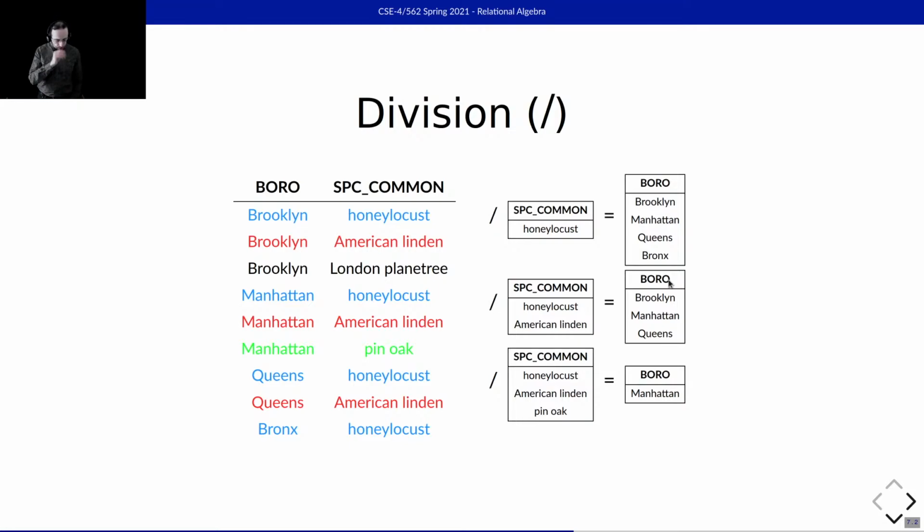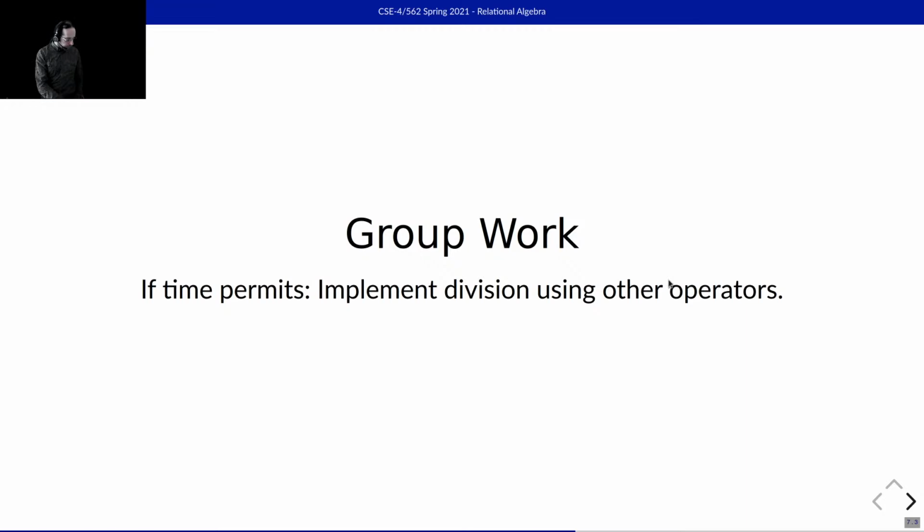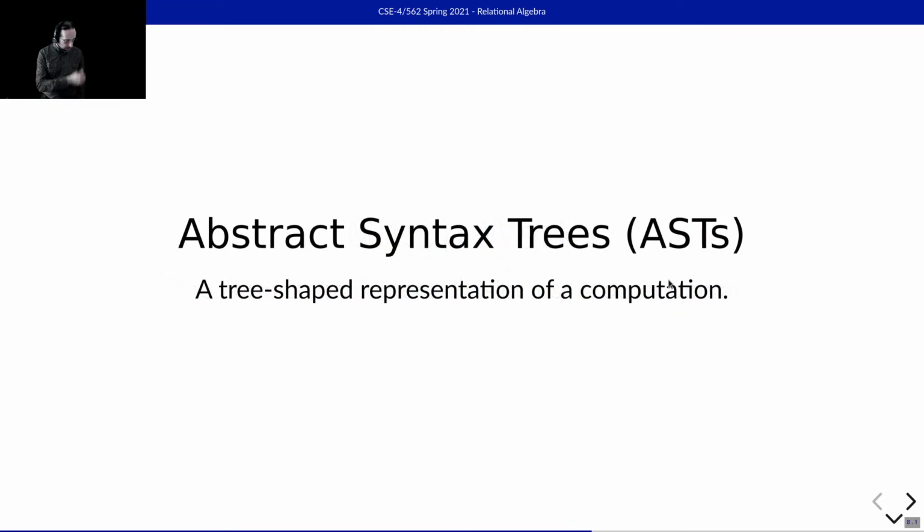It's a common question in other database classes and previous incarnations. I don't do this anymore, but in previous incarnations of my database class, I'd ask, well, how do you implement division using other relational operators? I'd do this as group work, but we have 15 minutes, and there's one other thing I want to get to before the end of class. So we'll come back to this another time. I'll post it on Piazza if anyone wants to get some brag points.